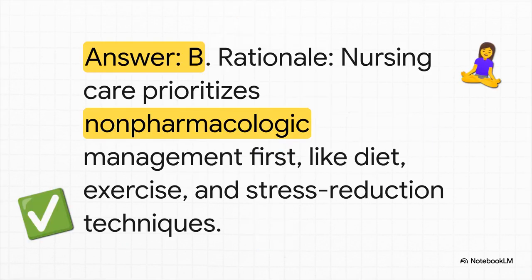The correct answer is B, and here's the rationale. The nursing process always prioritizes the least invasive interventions first. Patient education about things you can do without medication, like diet changes, exercise, and stress reduction, that's the cornerstone of initial PMS care. Answer A is wrong because that diet can actually make symptoms worse. C is wrong because you're skipping straight to meds. And D is incorrect because a provider might actually prescribe a diuretic for bloating. So B is the best starting point.